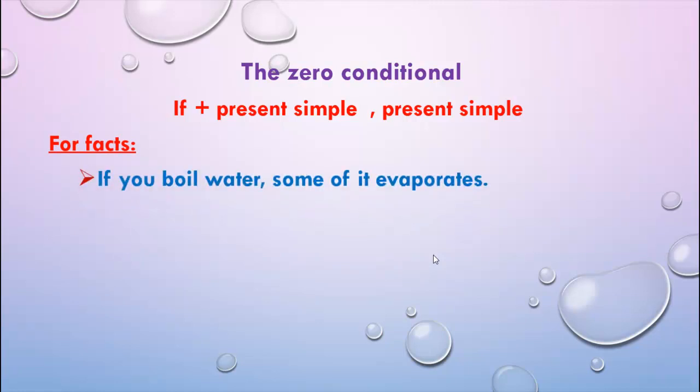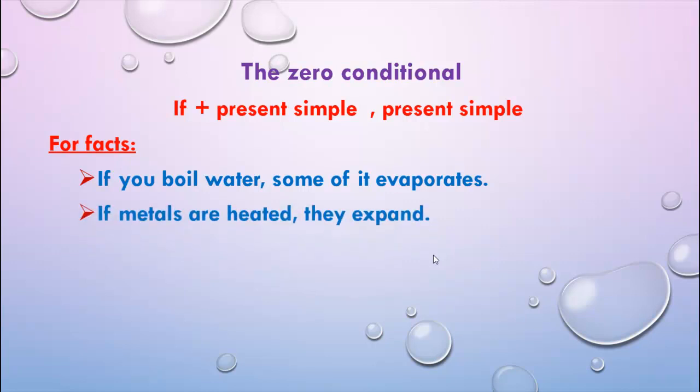Look at this example. If you boil water, some of it evaporates. Look at the two tenses. Both of them are present simple. If you boil water, some of it evaporates. And if you pay attention to the meaning of this sentence, you will discover that this is a fact. Every time we boil water, some of it evaporates.